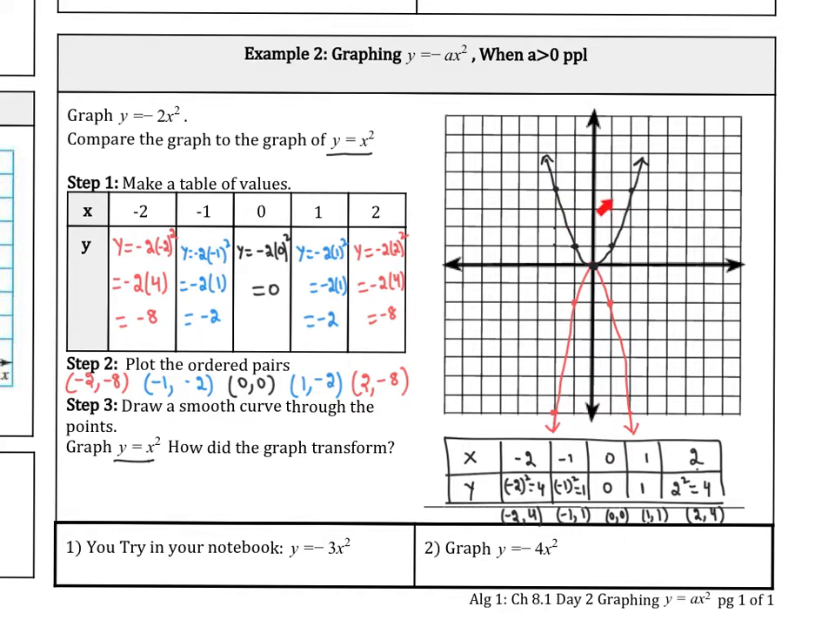Now, if you compare this graph and this graph, what do you notice? This one is facing up because the number in the front is positive. The red graph is facing down because the number in the front is negative. What else do you notice in these two graphs? This graph is a regular looking graph, whereas the red graph is skinnier and taller.